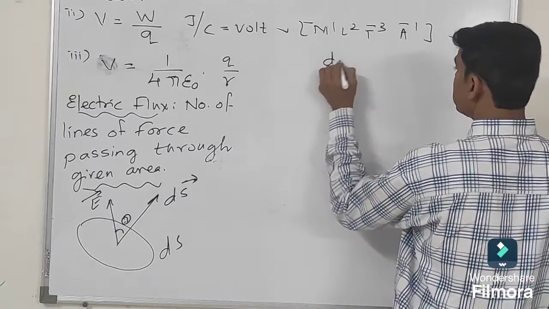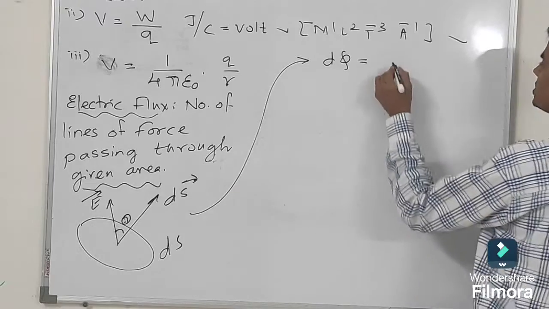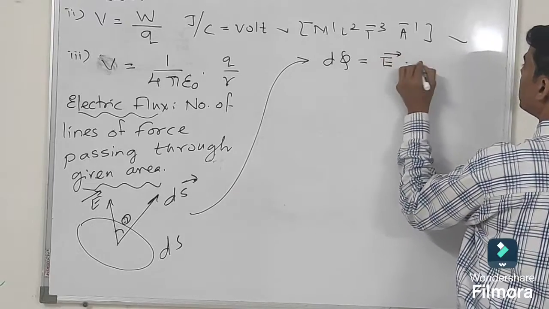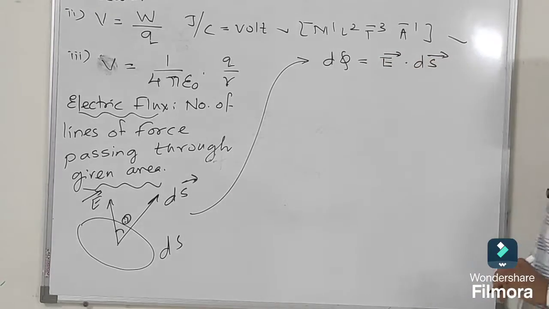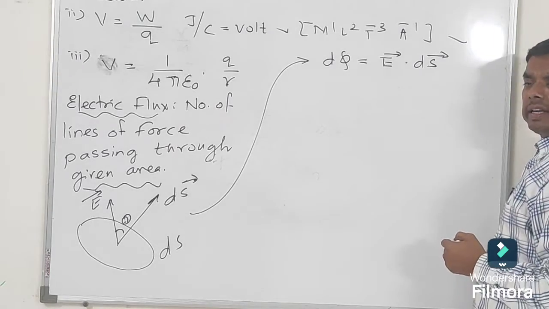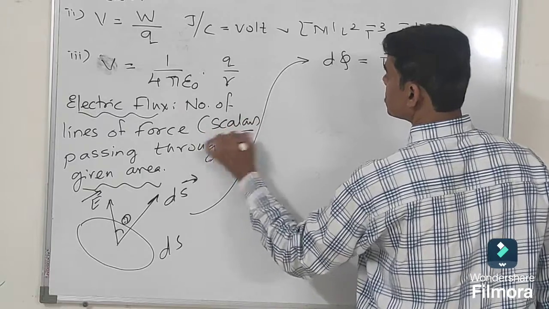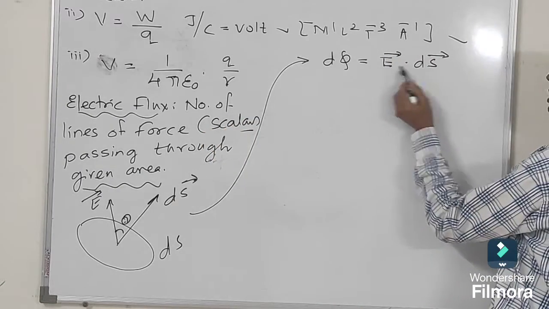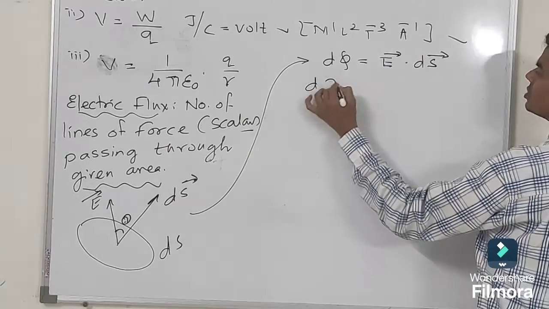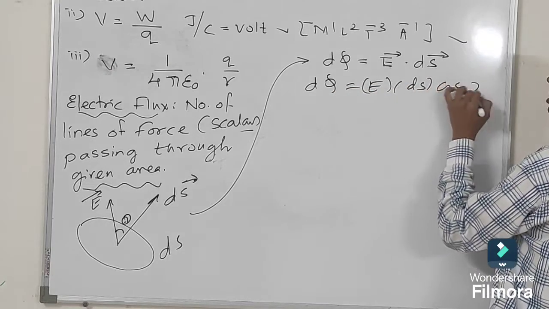Then the electric flux d phi coming out through this particular surface area is the dot product of electric intensity and area vector. As it is a dot product of electric intensity and area vector, it is definitely a scalar quantity. So electric flux is also a scalar quantity. It is the dot product of electric intensity and area vector. So d phi can be written as E into ds into cos theta.